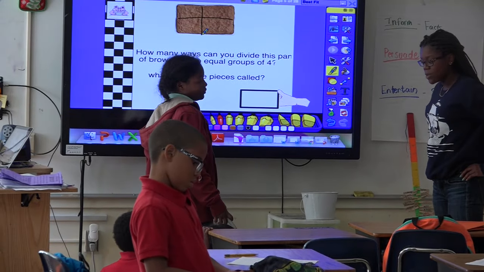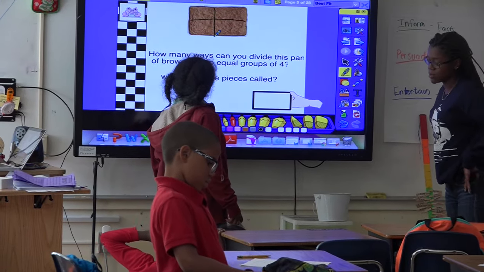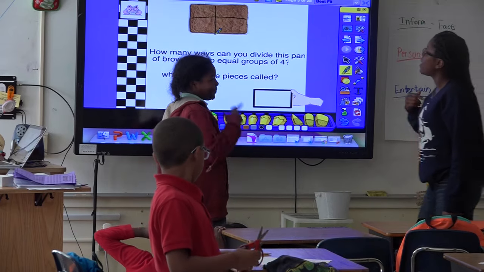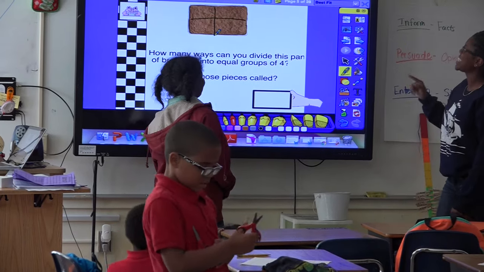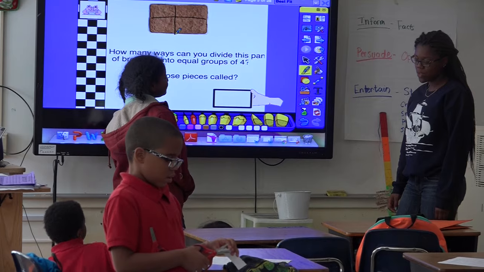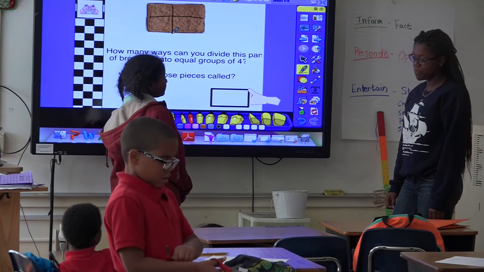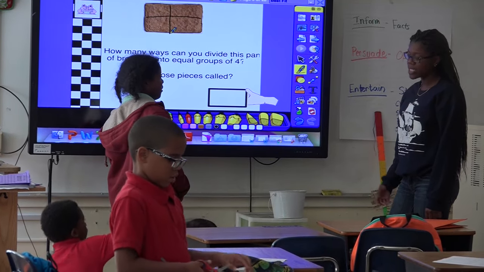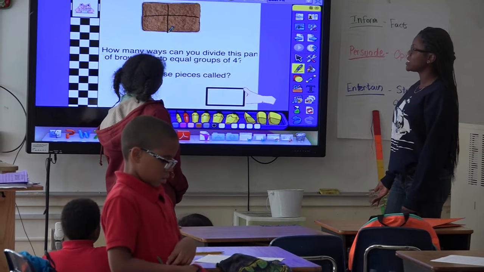How do we know that that's equal? We're going to pretend that it's equal because we know there's five pans. All right, so we're going to pretend that that's four equal pieces. How do we know that it's equal? Because everybody gets the same size. Everybody's piece is the same size.